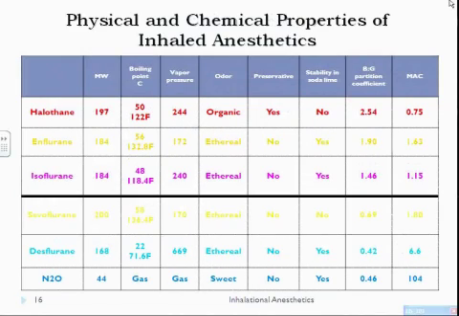If you look at the physical properties and chemical properties of inhaled anesthetics, you can see their vapor pressure is kind of important. You can see the vapor pressure for desflurane is really high at 669. That means that when you pour the liquid on the floor, desflurane almost immediately vaporizes. And that's particularly dangerous. If you drop a bottle of desflurane, you better leave the room as quickly as you can.